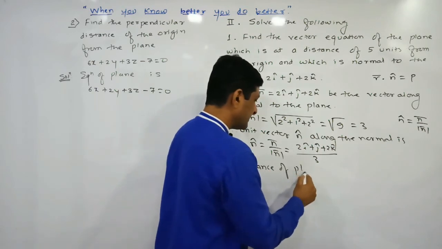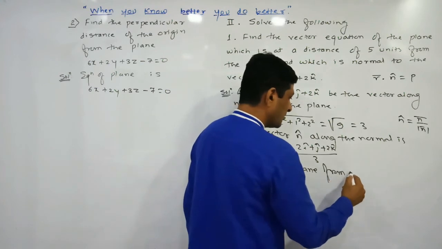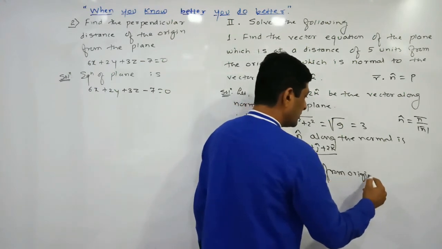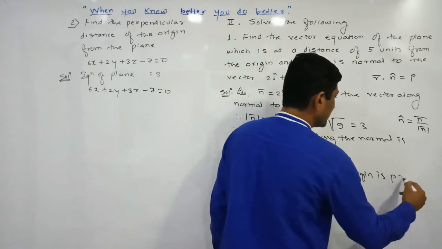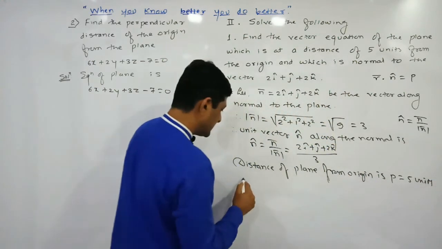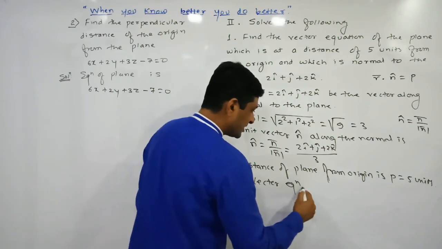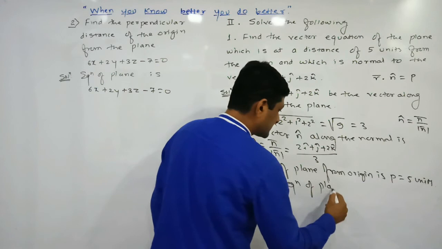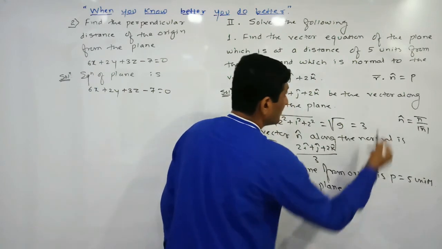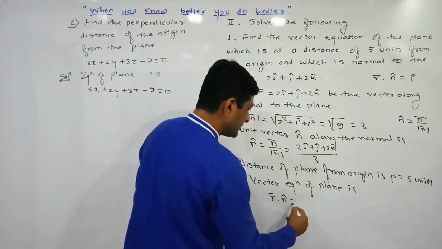So the distance of the plane from the origin is p is equal to 5 units. It is given to us. So therefore we can say that the vector equation of the plane is, and what is the formula? The formula is r bar dot n cap is equal to p.